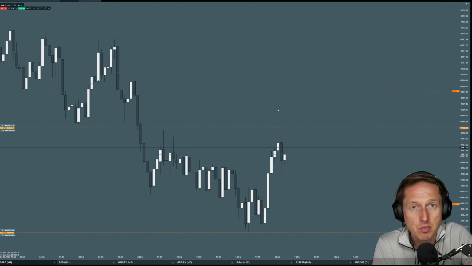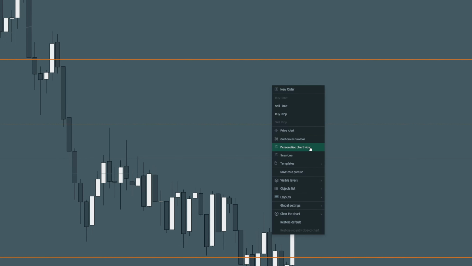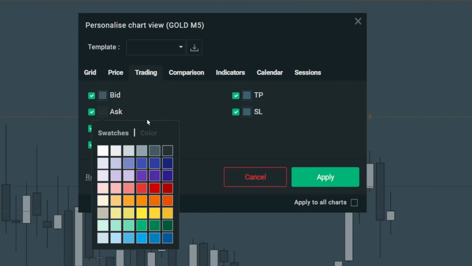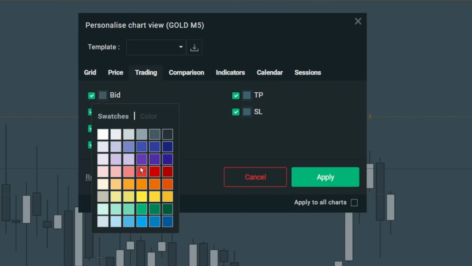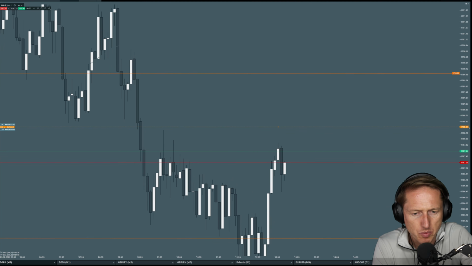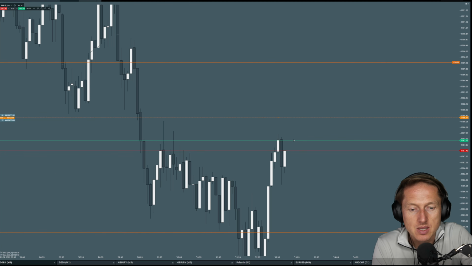They can be visible on the chart if we right click, personalized chart view, trading, and now we have a bid and ask price. Let's mark them. The ask price will be the buying one, so let's mark it green, and then the bid price, let's mark it red. So now we have these two prices. You can see these two lines, you can see them on the right hand side as well, and this gap between them is called spread.